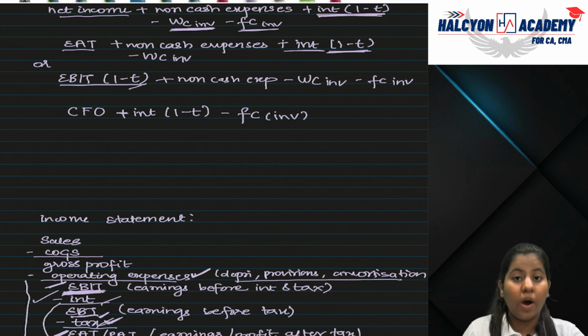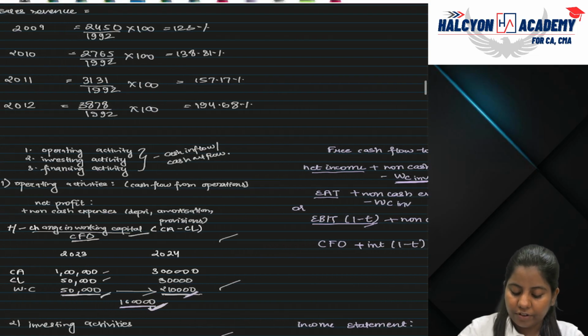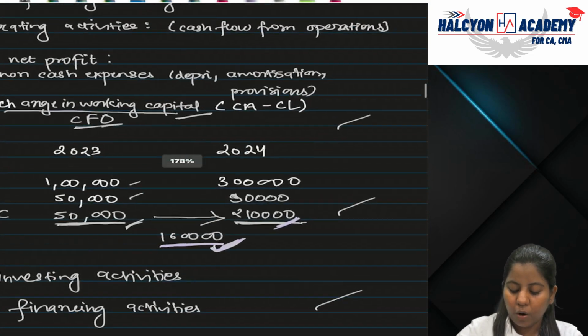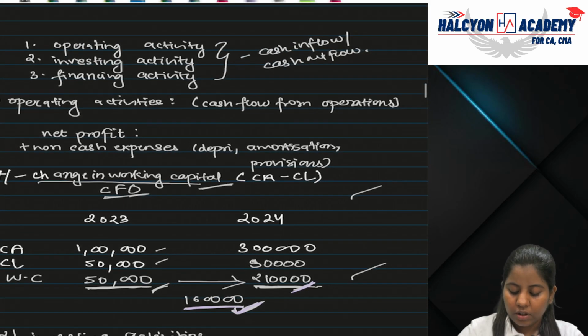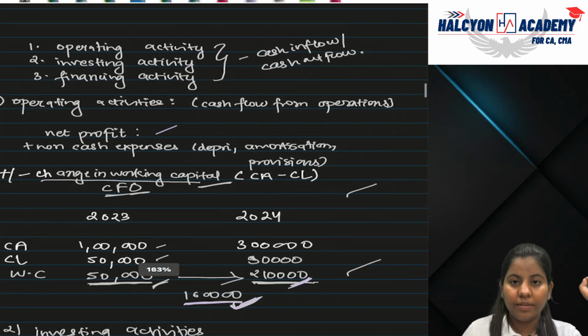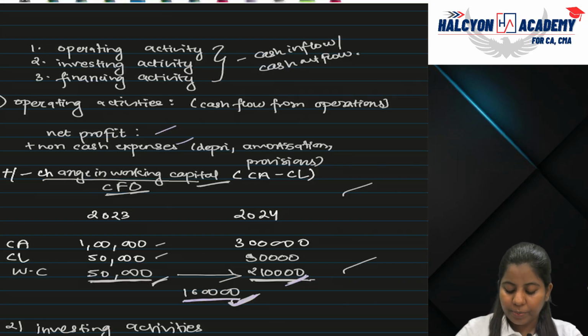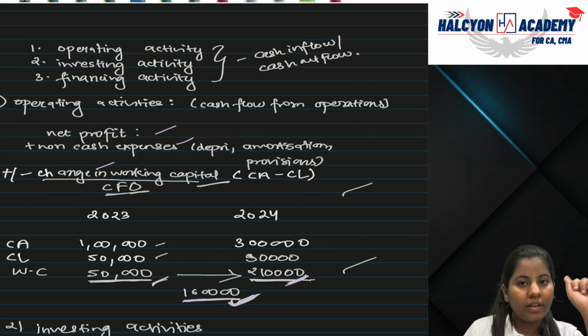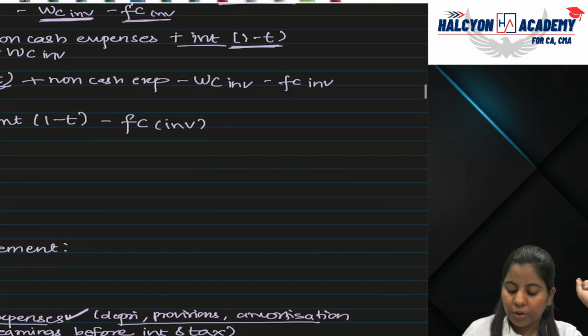Now what is CFO? I told you in last class, CFO is cash flow from operations. So how is it derived? I told you in last class how CFO is derived. First we take net profit that is EAT plus non-cash expenses, and then we adjust change in working capital. Same thing we are doing here.